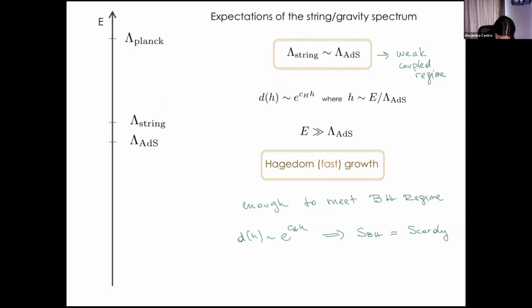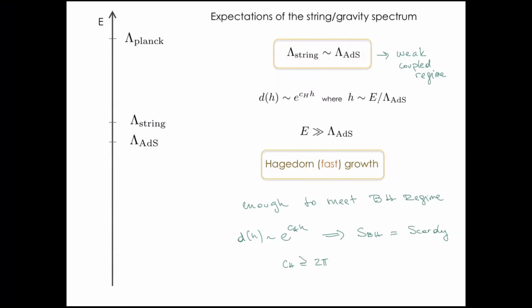Yeah, C_H. C_H is something that, when the string scale is exactly the same as the AdS scale, is basically 2 pi. It can't exceed 2 pi, but it could be a number smaller than 2 pi, and I will still call that Hagedorn. But C_H has to be less than or equal to 2 pi.